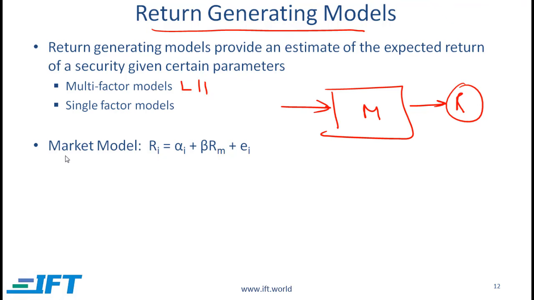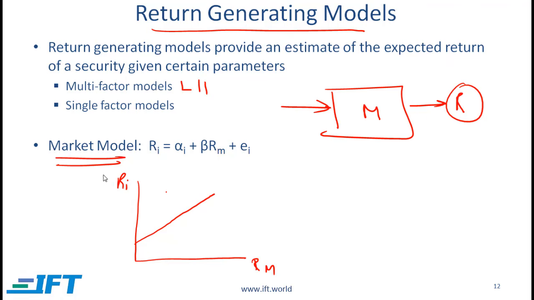A classic single factor model is the market model, where the return of a particular security is given by this alpha, which is an intercept term, plus beta, which is a measure of systematic risk, times the return on the market, plus a stock specific or security specific return. We can come up with the market model by running a regression of a given security's returns against the returns on the market. We will get a scatter plot and create a regression line.